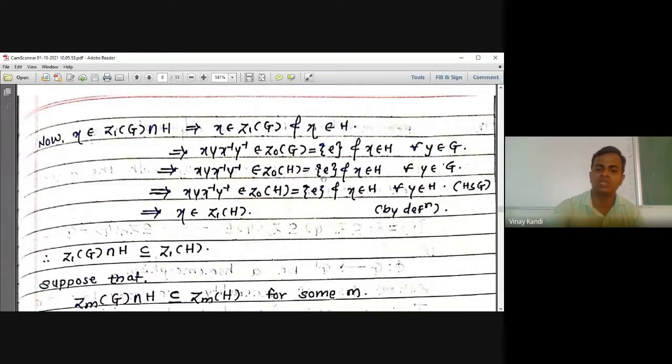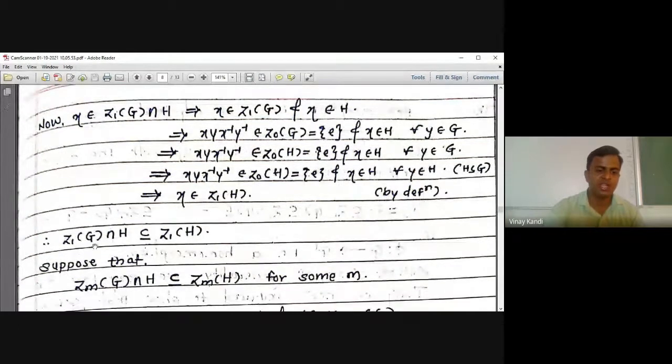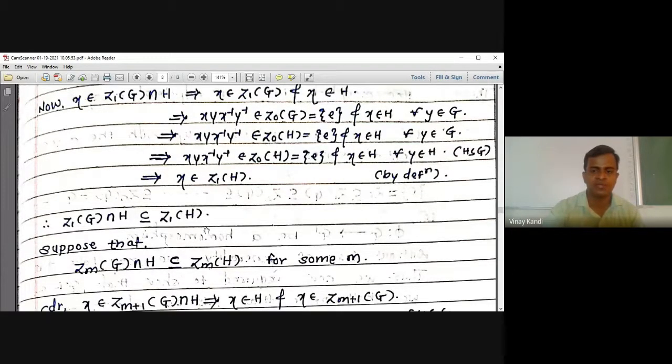Which is equal to singleton E, and x belongs to H. But this is the definition of x belongs to Z1 of H. Here we took the element from Z1 of G intersection H, and here x goes to Z1 of H, which means that Z1 of G intersection H is a subset of Z1 of H. Okay? Any difficulty up to here?